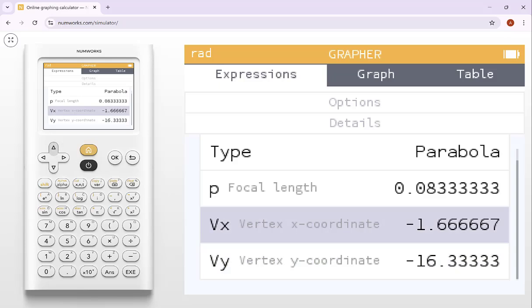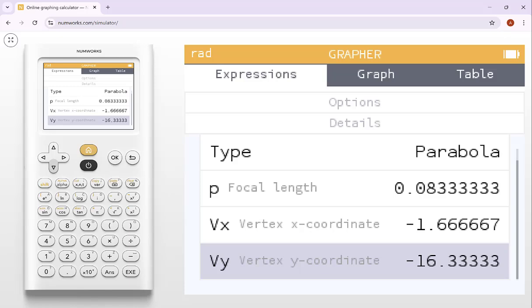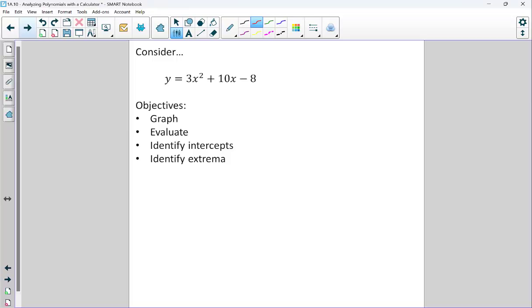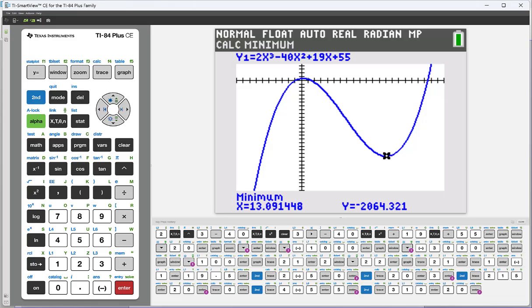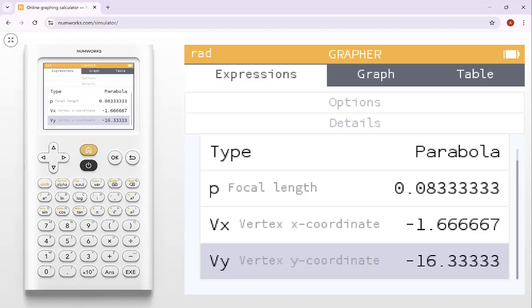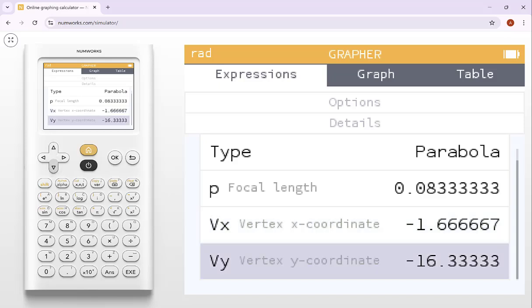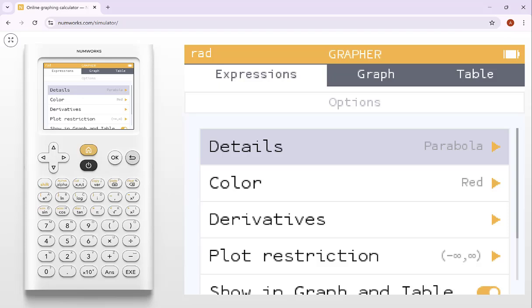Notice vertex is at negative 1.666 and negative 16.333. One of the questions I'm going to ask you is to identify extrema. Extrema on a parabola would be the vertex. There's the vertex. The vertex is right there at negative 1.666, comma, negative 16.333. I can, without even looking at the grapher, I can see some basic information. I'm going to hit the back key.